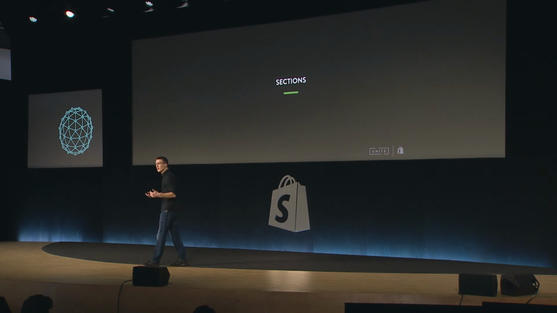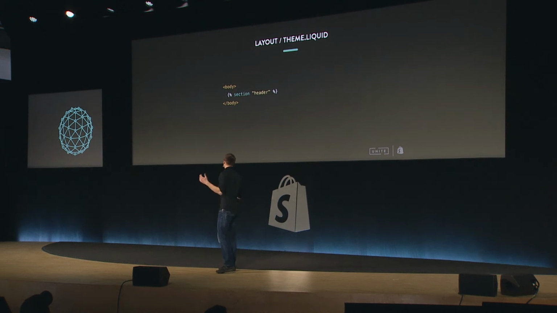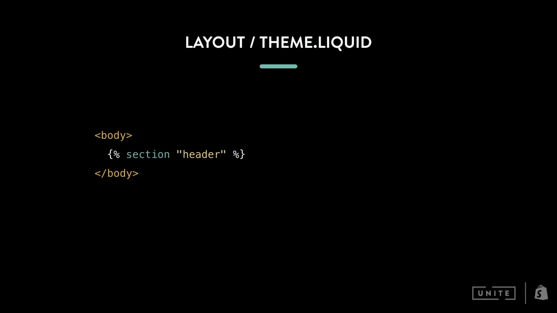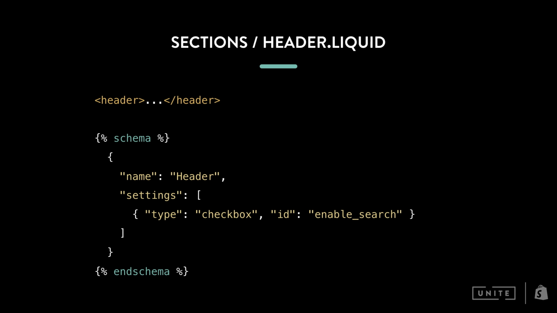So how do I make my header appear as a section in the new editor? Easy. I move the file to the sections directory, change include to section to render the section, remove the setting definition from setting schema.json. And add it back directly in the section file, in the new schema tag that you're seeing here.